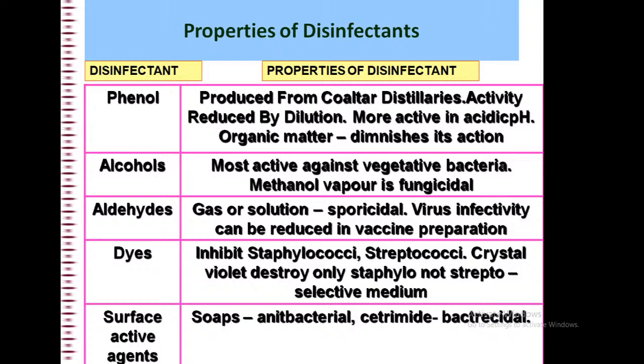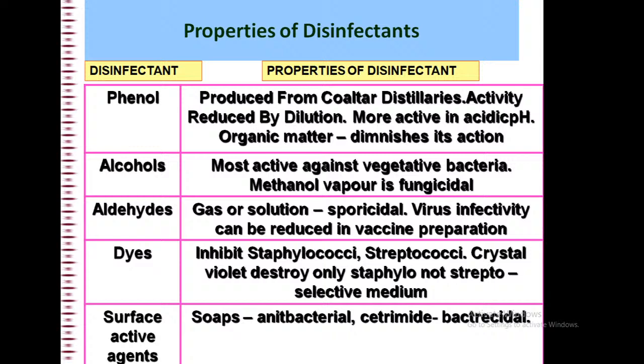Second, dyes. They inhibit Staphylococcus and Streptococcus. Crystal violet destroys only Staphylococcus, not Streptococcus, so it is used in selective media. So crystal violet is a type of dye that acts on Staphylococcus, not on Streptococcus. Mostly dyes affect bacteria such as Staphylococcus or Streptococcus.